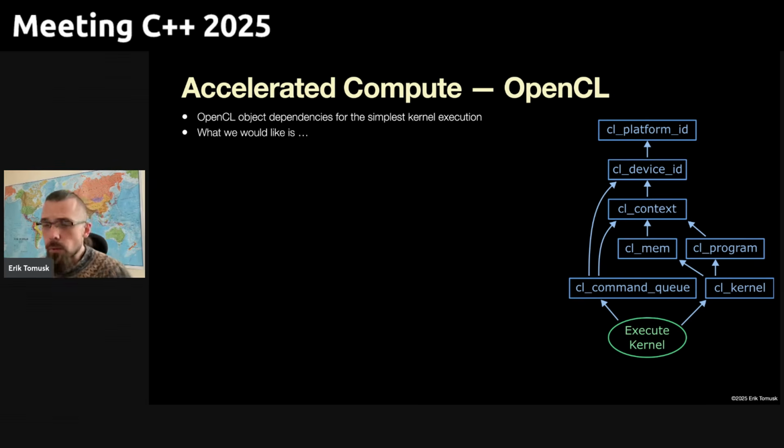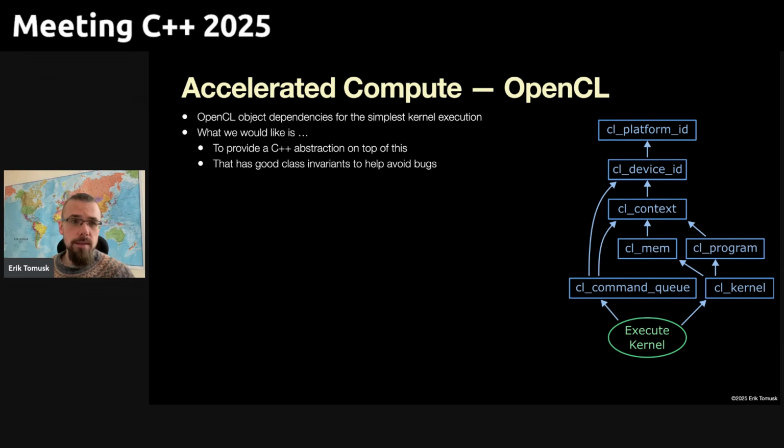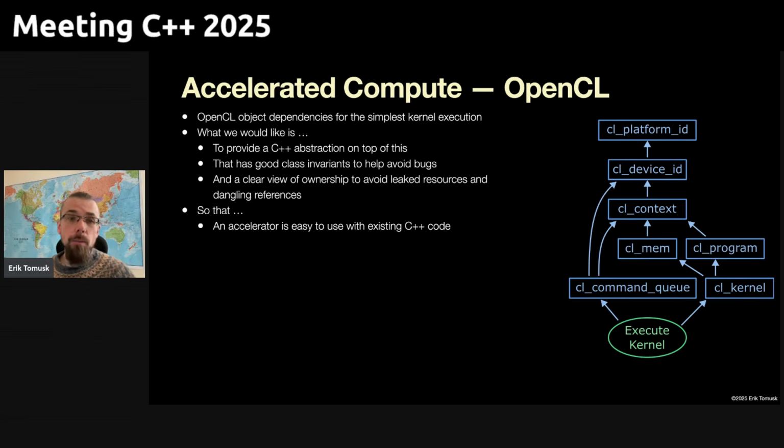So if you look at this complicated web of objects and their dependencies, what we would like to do if we want the C++ object model is to provide a C++ abstraction on top of this that has some sense of good class invariants to help us avoid bugs, and a clear view of ownership so that we don't leak resources and we don't have dangling references. And this would allow us to write accelerator code easily from C++, and it would allow us to make accelerators usable in a way that's useful to C++ developers.